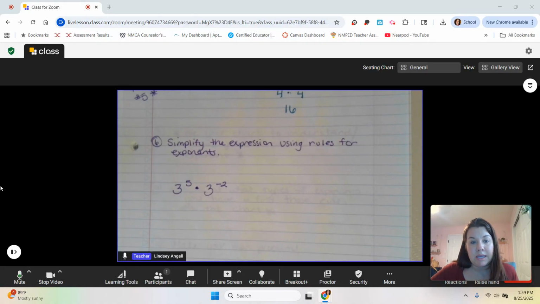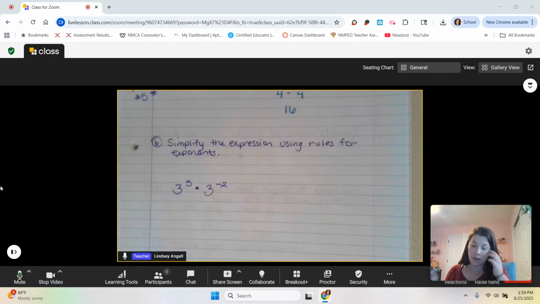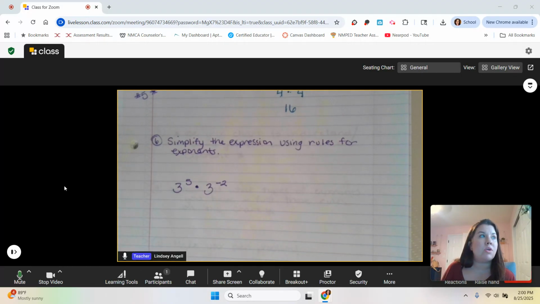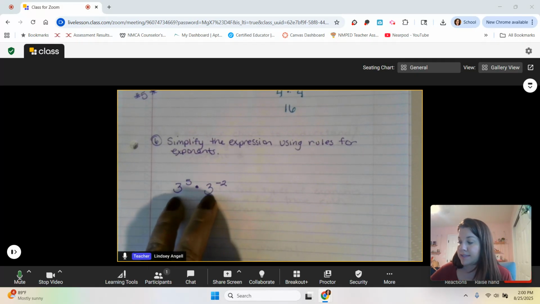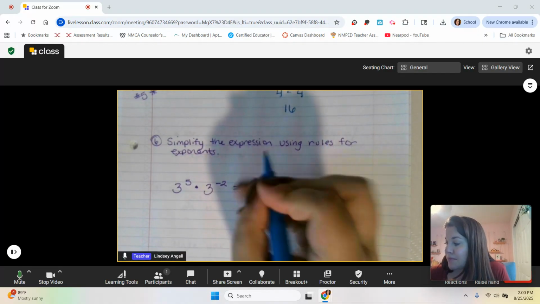On number 6, simplify the expression using rules for exponents. So there's 2 different things going on in this problem. One, I'm multiplying these together. And there's actually 2 different ways that you could go about solving this. The first thing I noticed though is that my bases are the same, right? They're both the number 3. And according to the product rule of exponents, what it tells me is that when I am multiplying 2 numbers together that are taken to different powers, but the bases are the same, I can add my exponents.